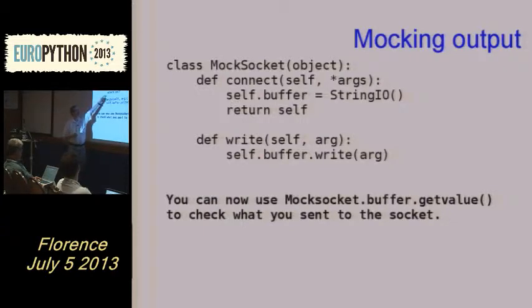So what I do is that I fake my socket and I make a string IO buffer that's a file in memory in Python. And then as I write things to this socket, I collect it in this string IO buffer. And at the end of my test, I can call the get value on this buffer. And there I have everything I've written to this fake socket. And I can check, did the information I wanted to be there actually end up there?